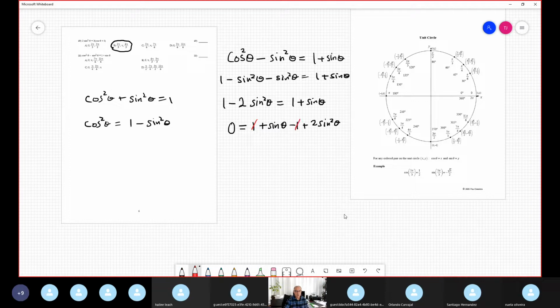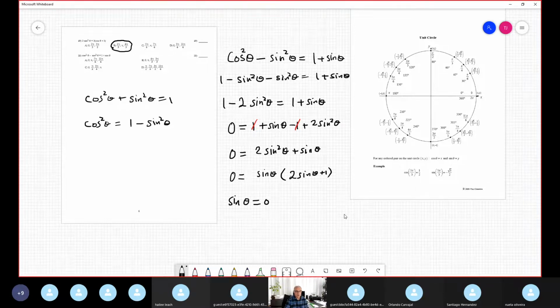And stay alive only 2 sine squared theta plus sine theta. It doesn't matter the order, but I prefer putting it standard. Standard is quadratic first, linear second, and then independent. In this case, I factor directly. The greatest common factor is obviously sine theta outside, and you have 2 sine theta plus 1. Then sine theta equals 0.